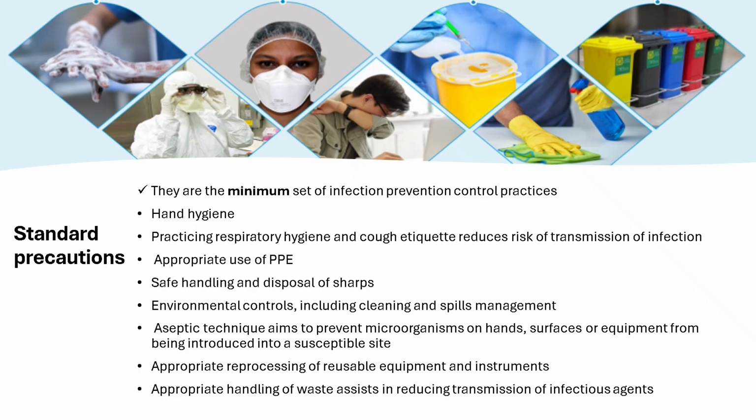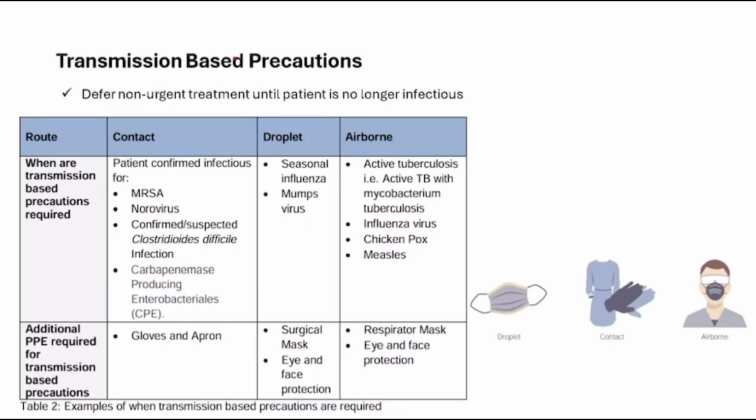To reduce the risk of cross-contamination and infection, we must practice standard precautions on all patients. So we have to treat all patients as if they carry an infectious disease. Standard precautions, which are the minimum set of infection control measures, include hand hygiene, respiratory hygiene, wearing appropriate PPE, safely disposing of our sharps, disinfecting and sterilizing our reusable equipment appropriately, environmental cleaning, and appropriately handling our waste. We have transmission-based precautions, which are extra measures we have to practice when we know a patient is infected with a certain virus or bacteria.